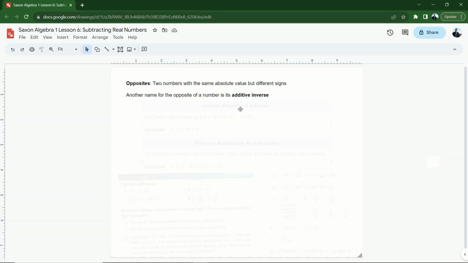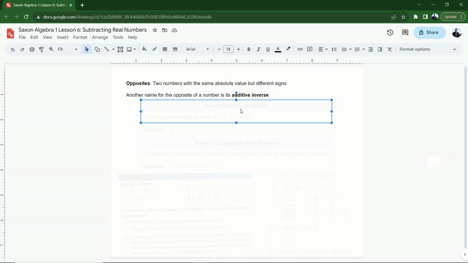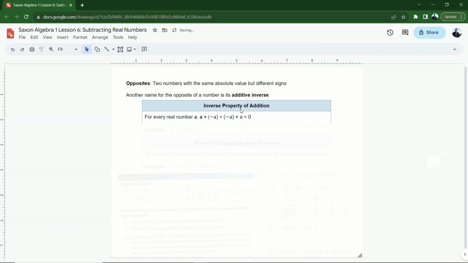All right, so that brings us to our inverse property of addition, which is actually our rule that we need to do subtraction. When I say all subtraction is addition, this is the reason why. For every real number a, remember it's a real number, so it could be a fraction, it could be a square root, or it could be just an integer. For every real number a though, a plus the opposite of a equals the same thing as the opposite of a plus a, which equals 0. When you add a number to its opposite, you get 0.